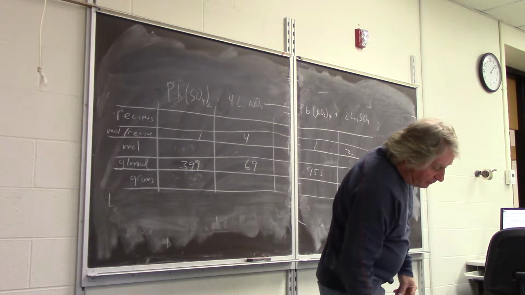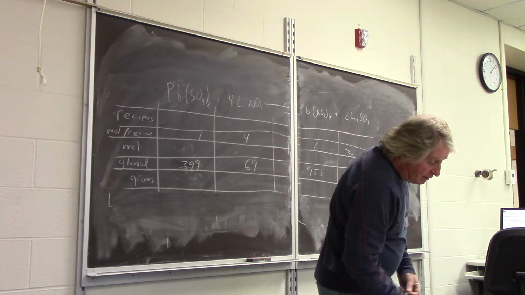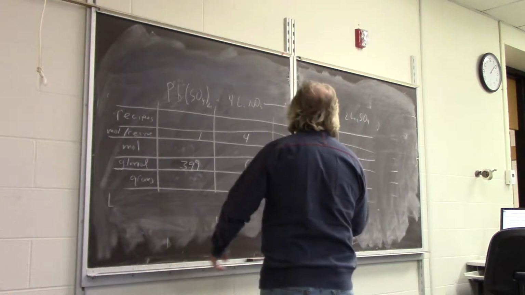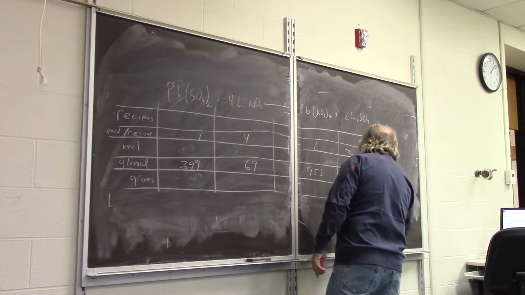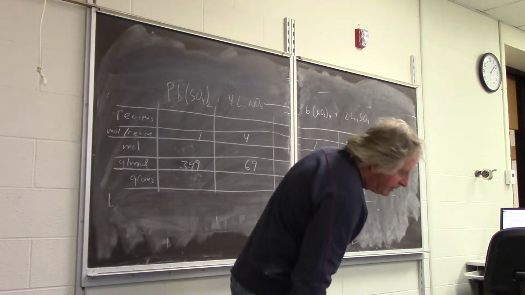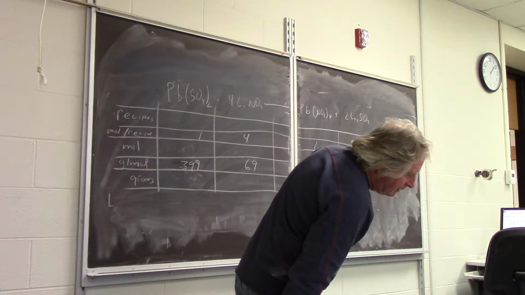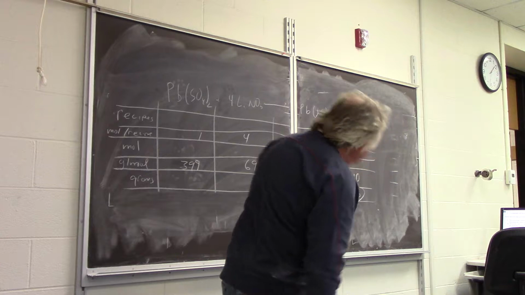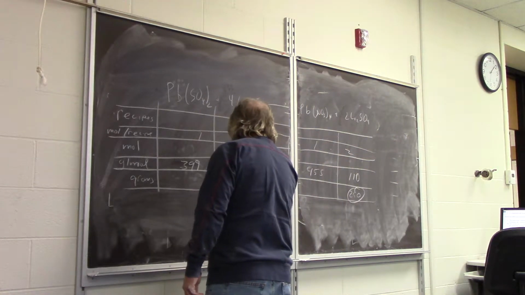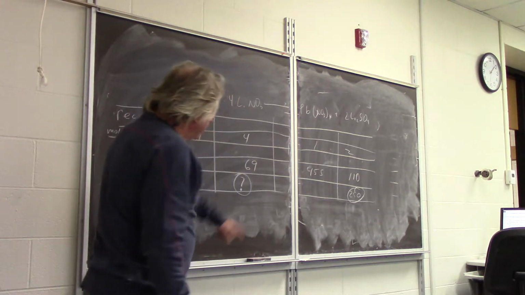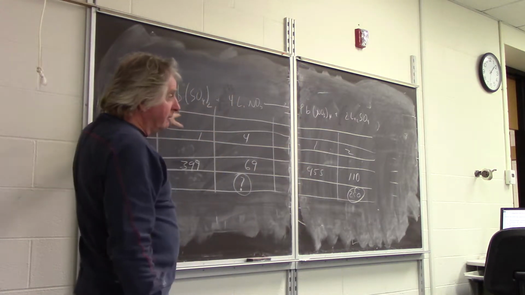So I have 250 grams of lithium sulfate. That's what I want to come up with, so that's how many grams I want to make. And I want to know how many grams of lithium nitrate I am going to need. So I'm going to have to go up and across. So I have to figure out the recipes.